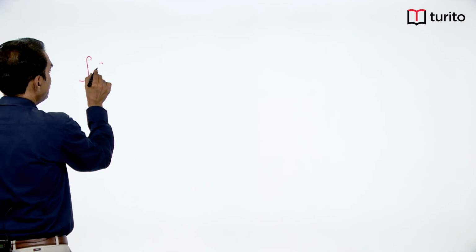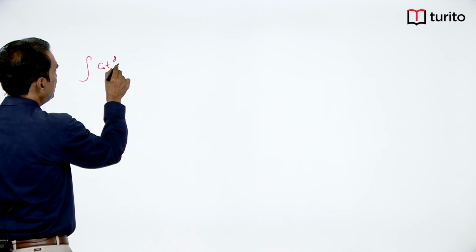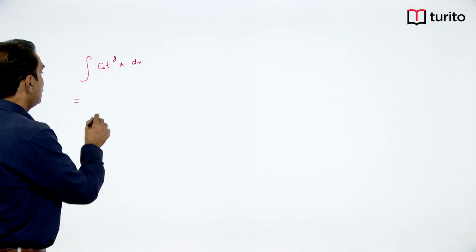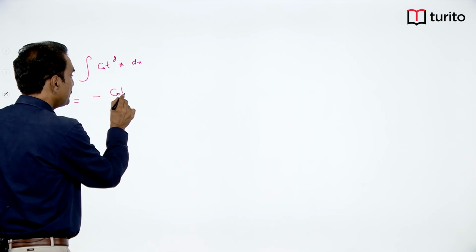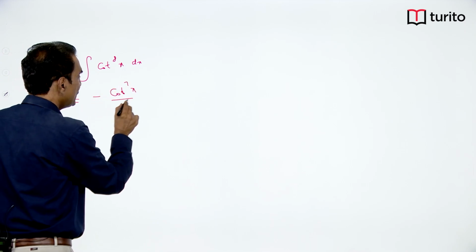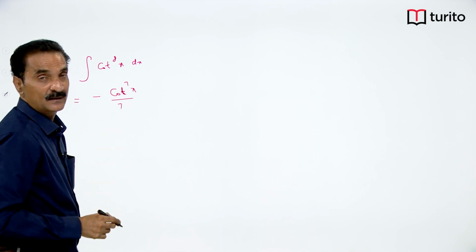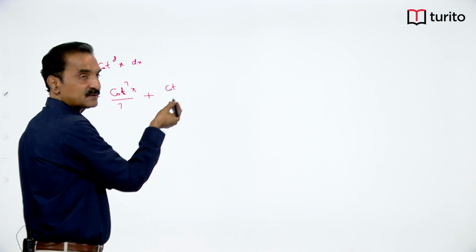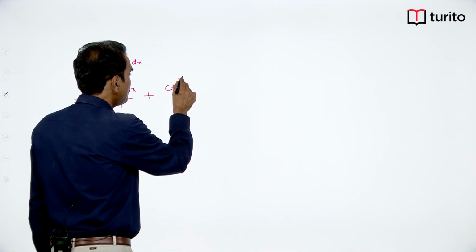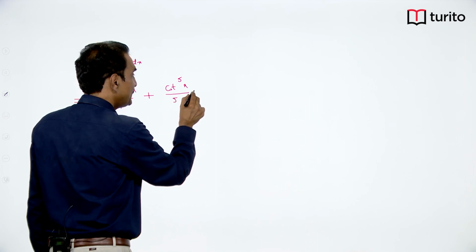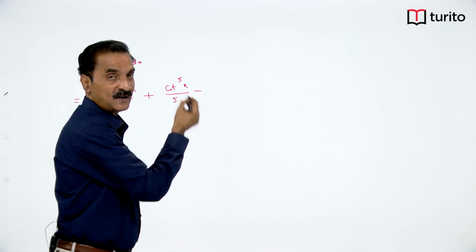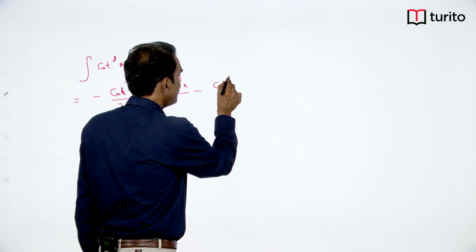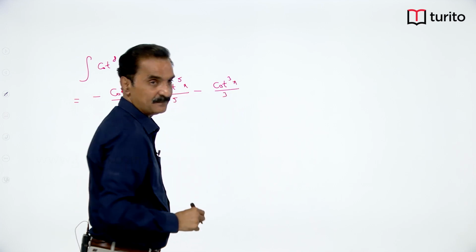Suppose you want integral cot power 8x dx. What is the first term? Start with a minus sign: minus cot power 7x by 7. Next is plus cot power, subtracting 2 from 7, you will get cot power 5x by 5. Next is minus sign, 5 becomes 3, you will get cot cube x by 3.